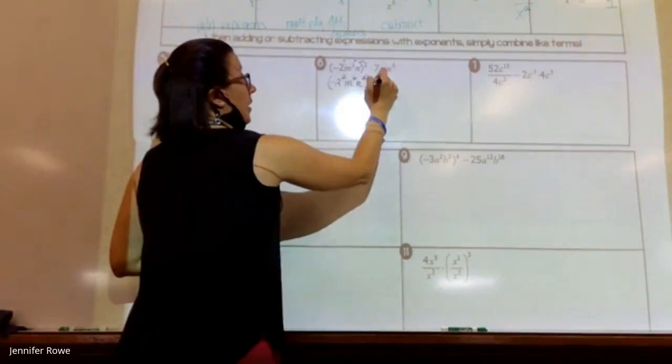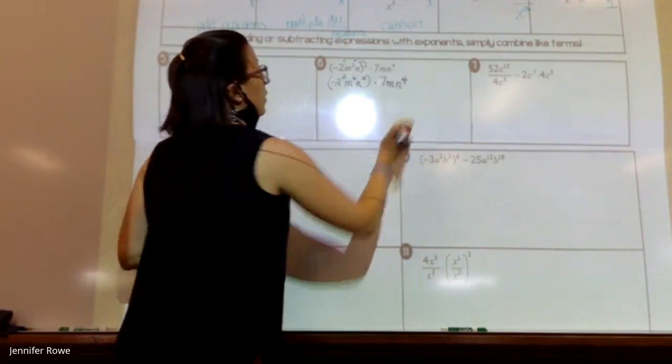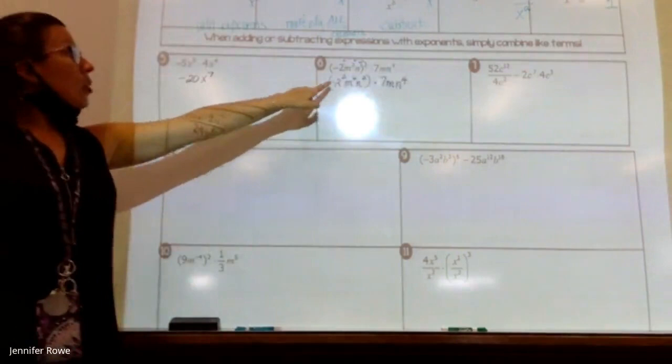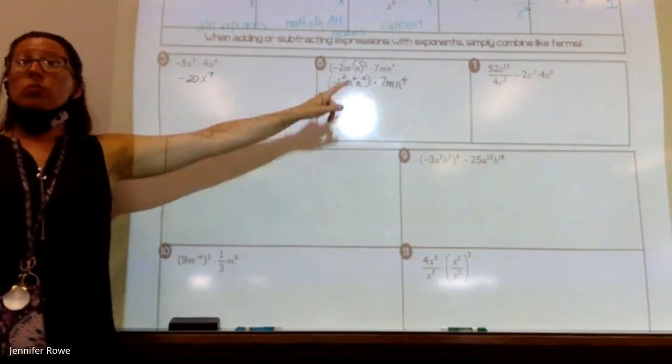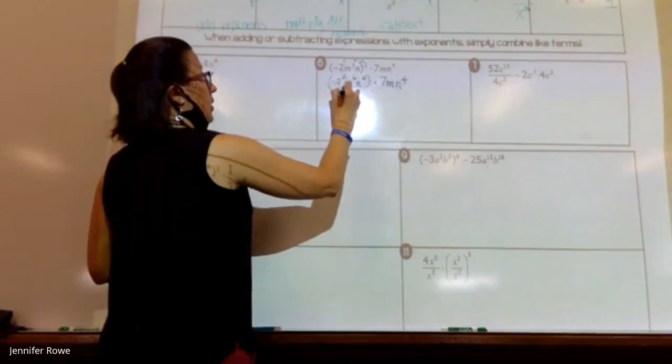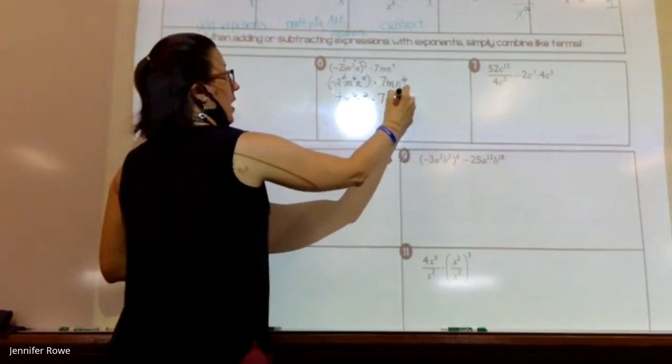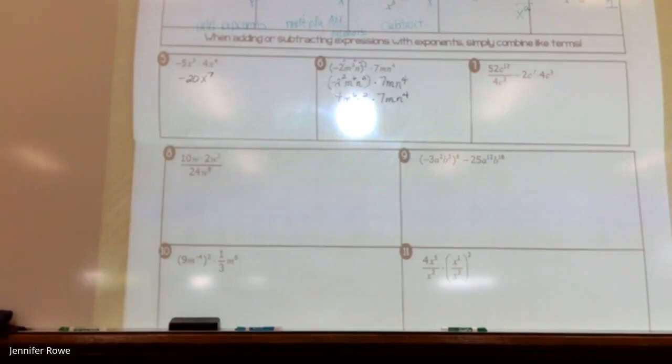Wait. Now, is that a 4, you guys? Yeah. Okay. Yes, we should do this first. Negative 2 times negative 2 is? 4. Positive 4. So this is really 4m^6n^2 times 7mn^4. Okay. Now it's essentially back to a number 5.